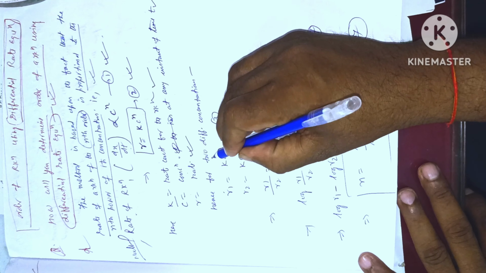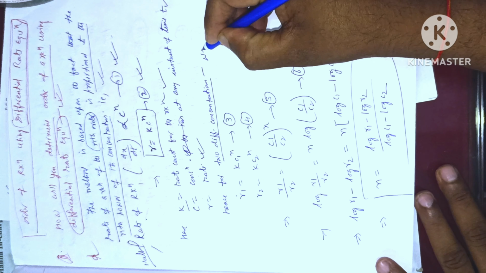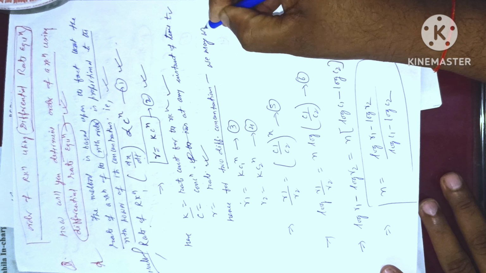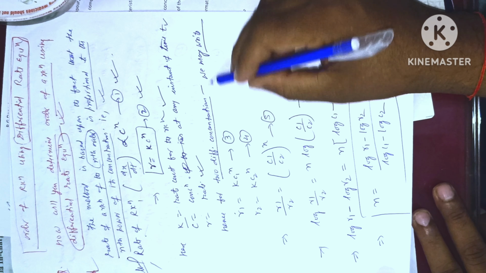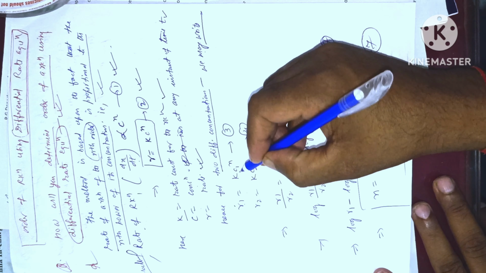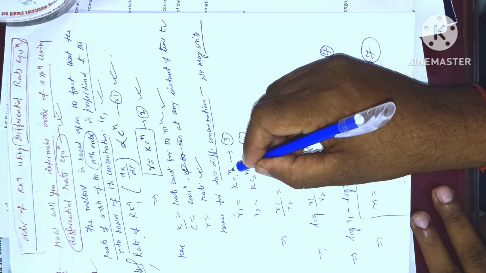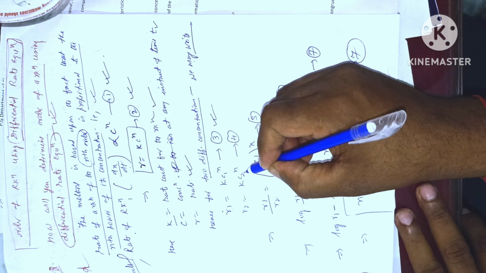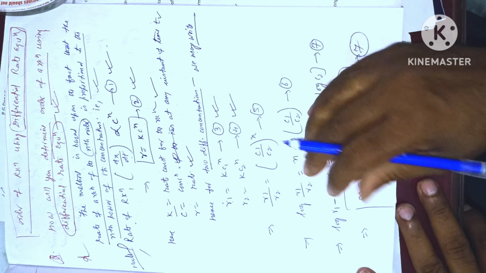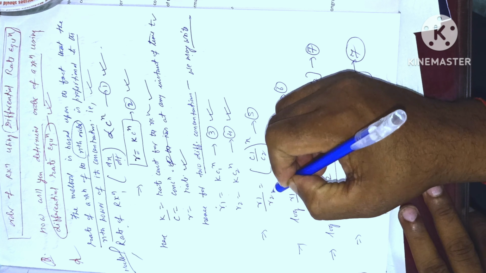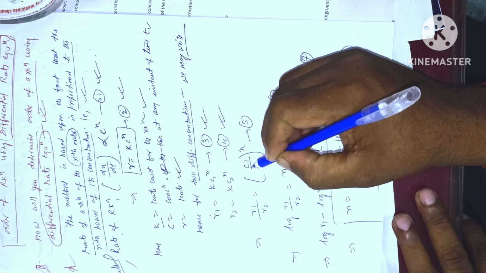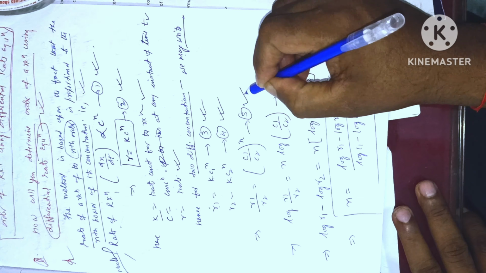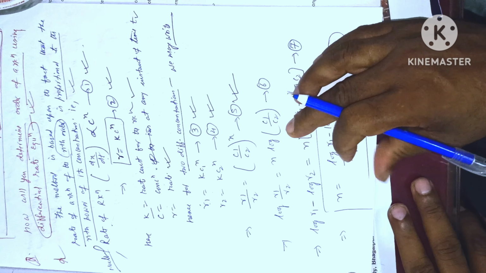Hence, for two different concentrations, we may write R1 equal to k C1 to the power n, equation 3. R2 is equal to k C2 to the power n, equation 4. Now R1 upon R2 is equal to C1 upon C2 to the power n, equation 5. Here k and k will be cancelled.